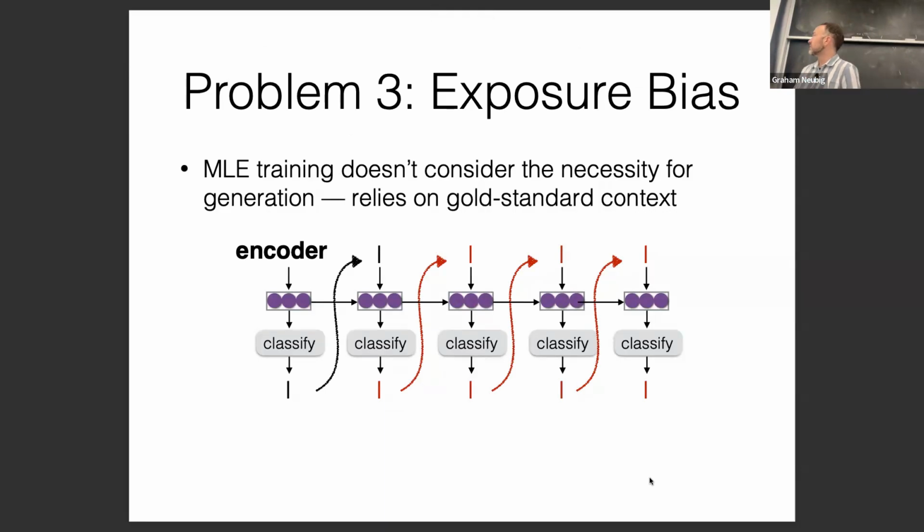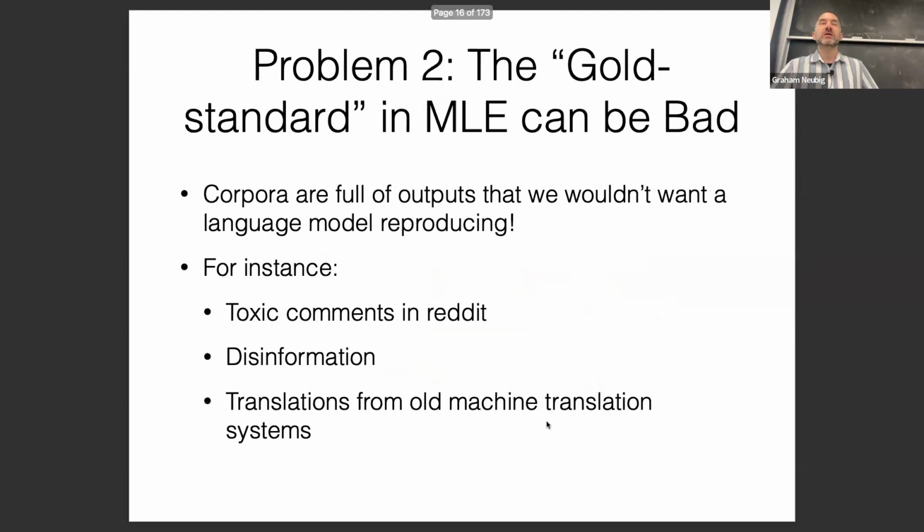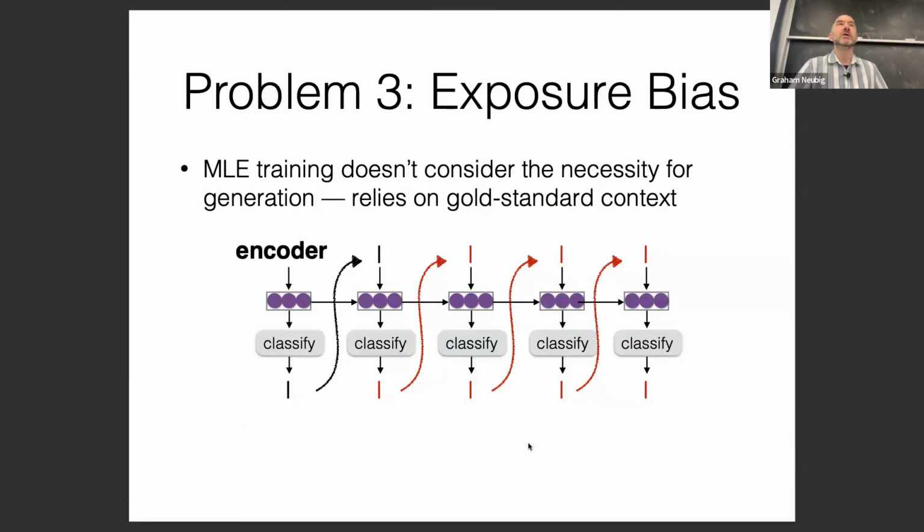A final issue is something called exposure bias, which has more to do with the search process or the actual generation process. The problem is, let's say we could assume that all of our outputs were gold standard outputs, like we don't have any bad, poorly formed text or anything like that. What that means is when you have a prefix, the prefix is guaranteed to be good in your training data because all of your training data is good.